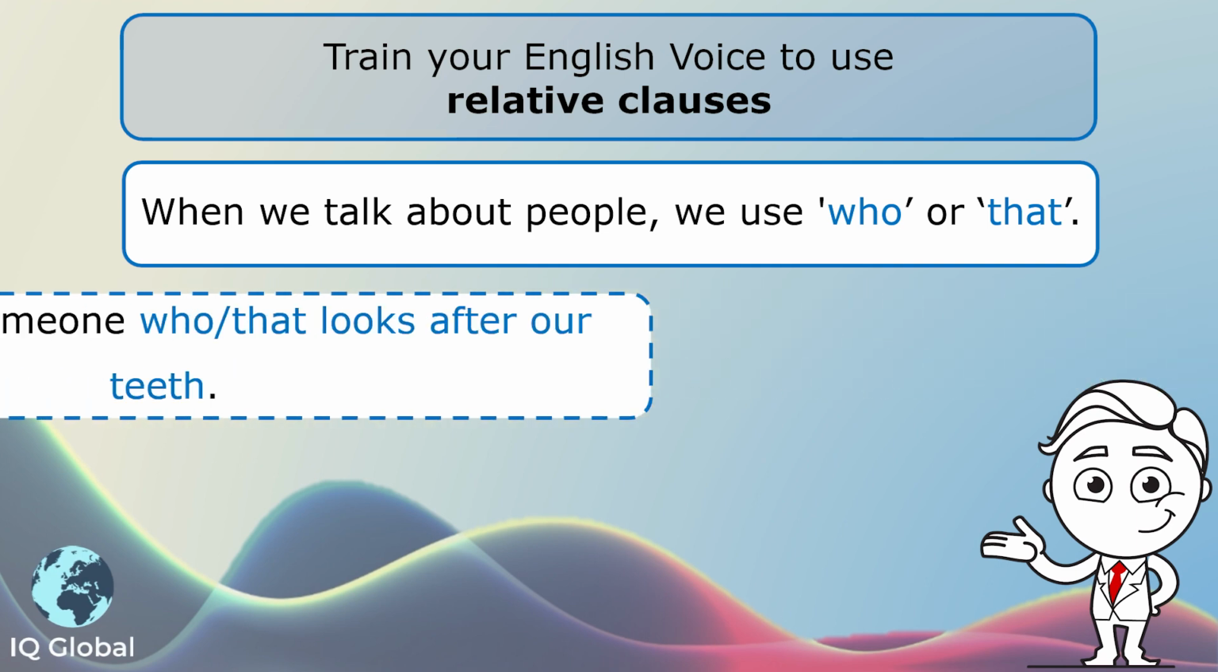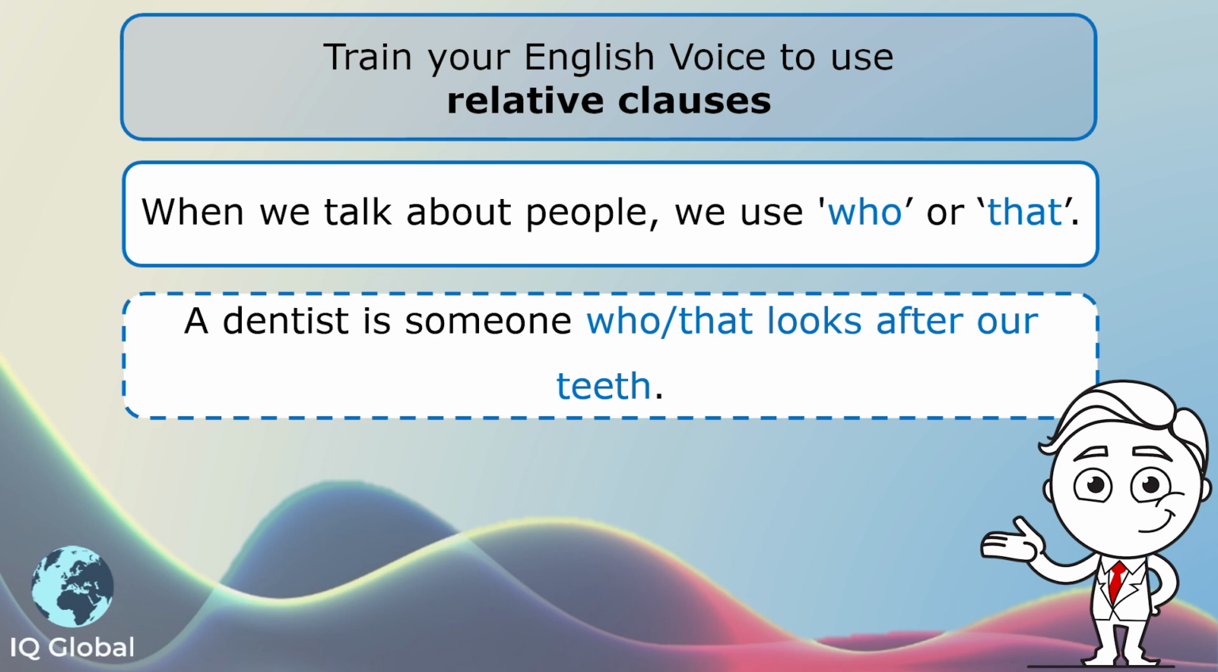Sentence 2. A dentist is someone who or that looks after our teeth. Okay, so once again, we are talking about a person. We are talking about a dentist. So we can use the word who or that. Both are correct.